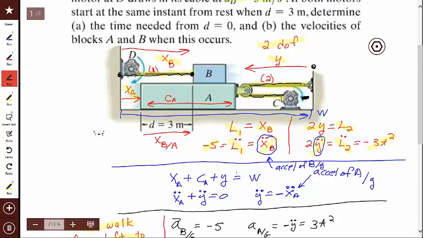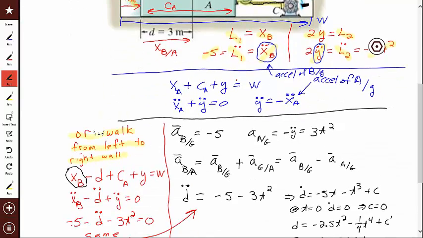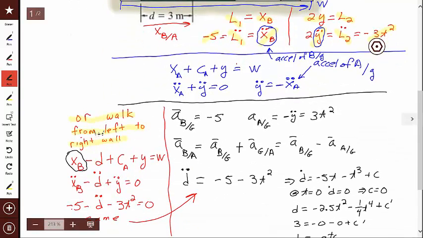Then I want to bring in the variable D. So from where I'm at now, I'm going to walk backwards until I get to this point. How far did I walk? I walked a distance D. Which way did I walk? I walked left. So I say negative D.